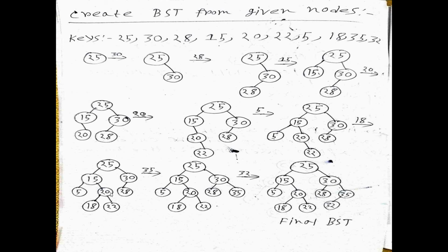18 is smaller than 20. That means 18 goes to the left child of this 20. Next element is 35. You can insert the 35.